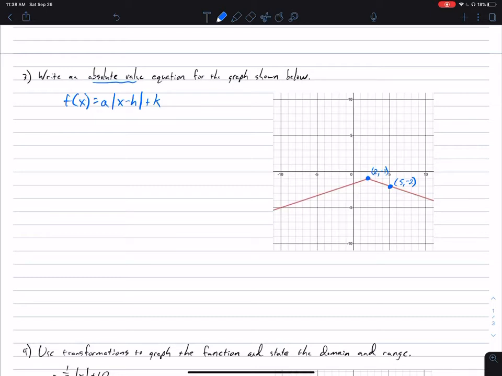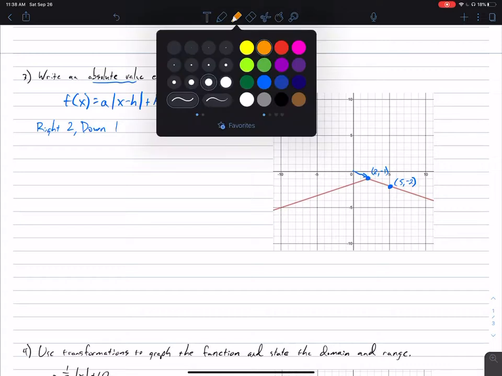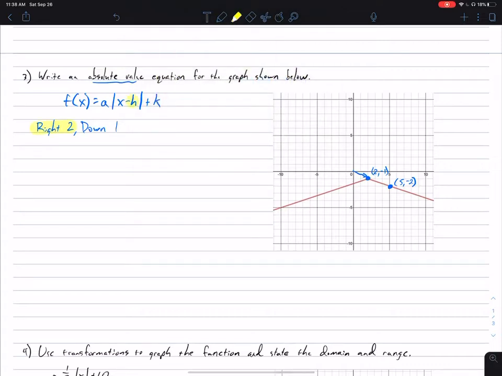So how did I get from the origin to that point, that vertex? It looks like I went right 2 units and then down 1. That right 2 is going to represent my h, and that down 1 is going to represent my k, and we'll get to the a value later.